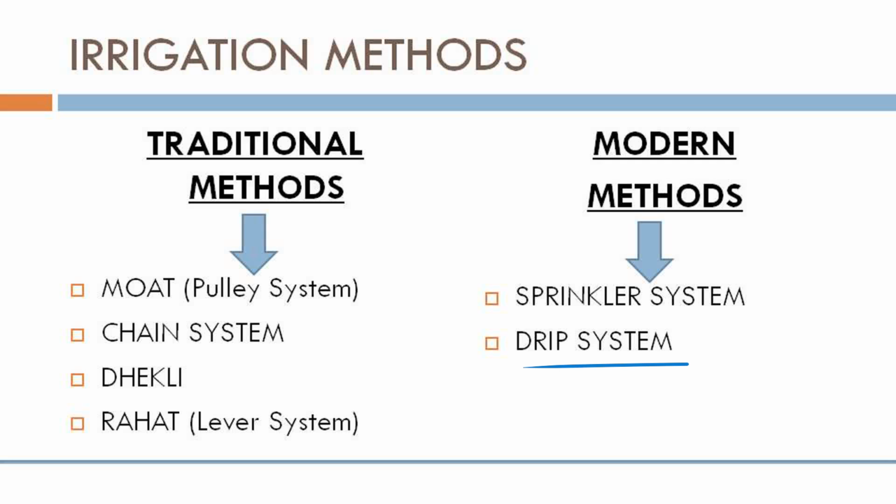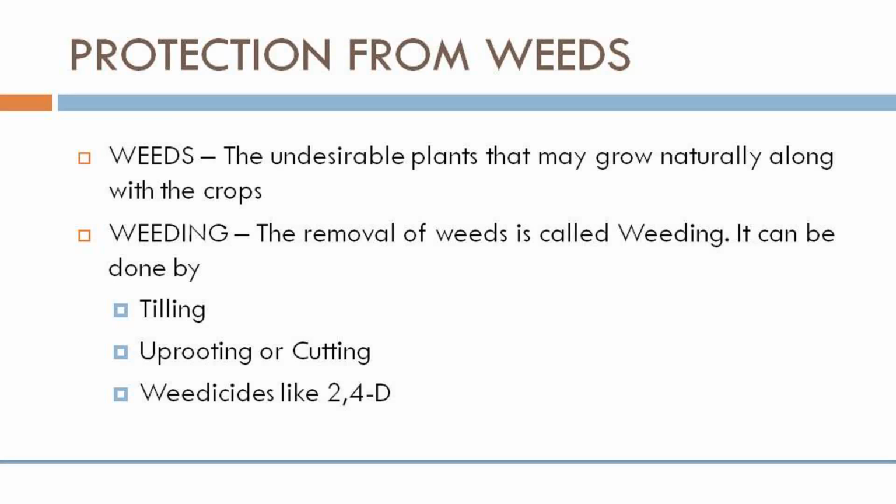The undesirable plants that may grow naturally along with the crops are known as weeds. The weeds are harmful for the crops because they compete with the crops for nutrients, sunlight, and water, and thus hamper their growth. The removal of weeds is called weeding, and it can be done by tilling, uprooting or cutting of weeds, or by applying weedicides such as 2,4-D.